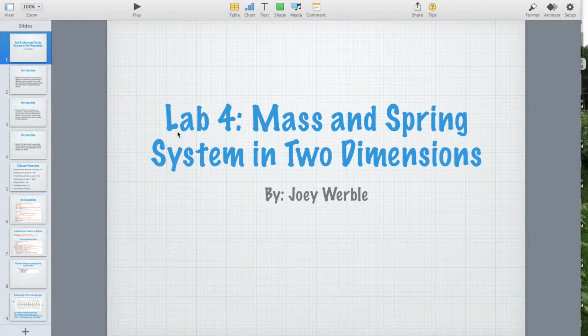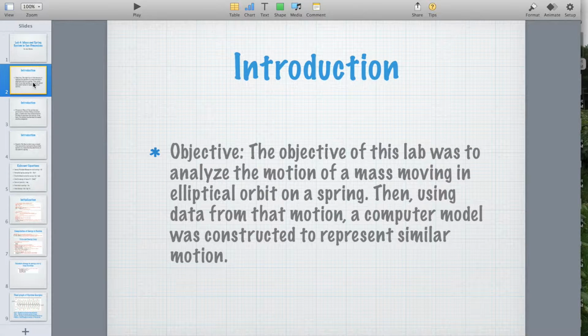My name is Joey Werbel, and this is Lab 4, a mass and spring system in 2 dimensions. In this lab, our objective was to analyze the motion of a mass moving in elliptical orbit on the end of a spring. Then, using data from that motion, a computer model was constructed to represent similar motion.